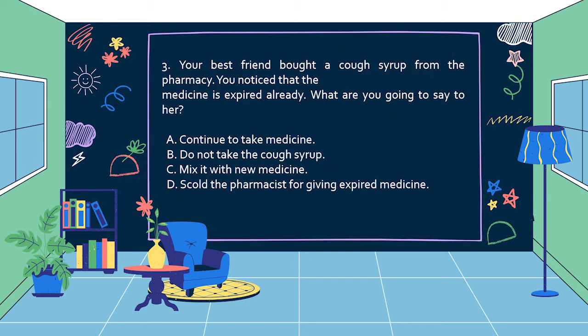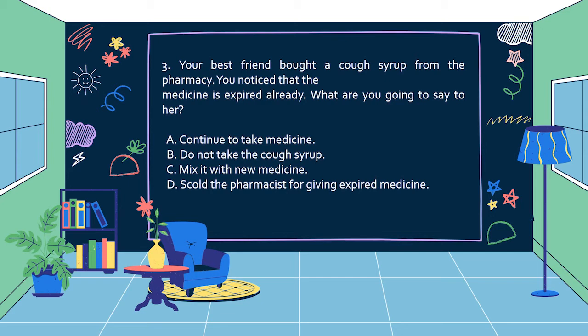Number 3. Your best friend bought a cough syrup from the pharmacy. You noticed that the medicine is expired already. What are you going to say to her?